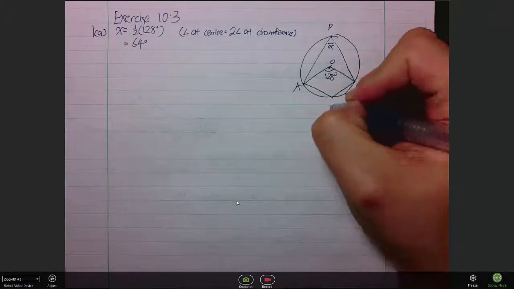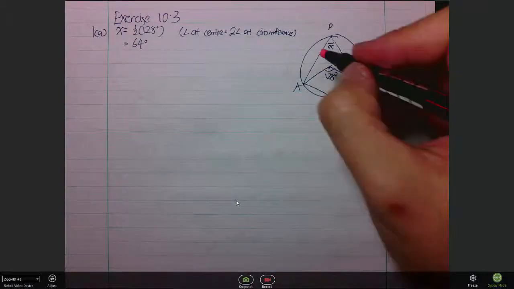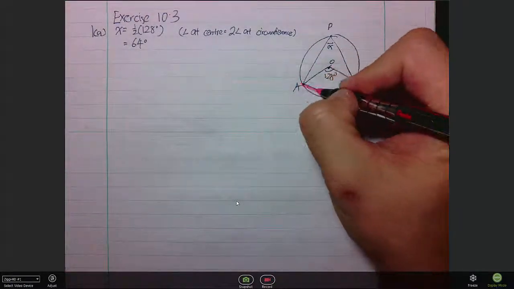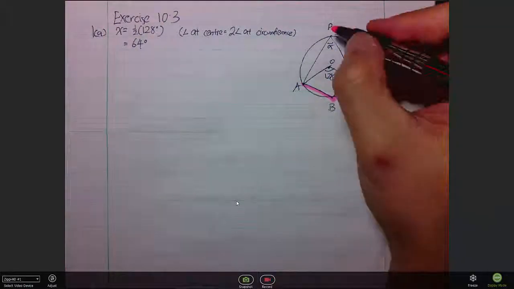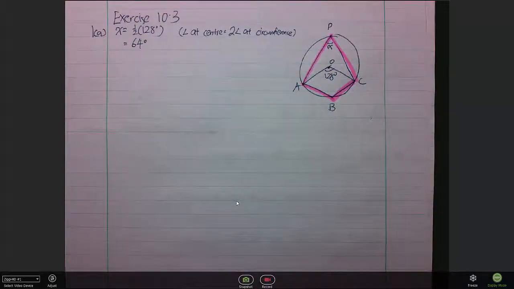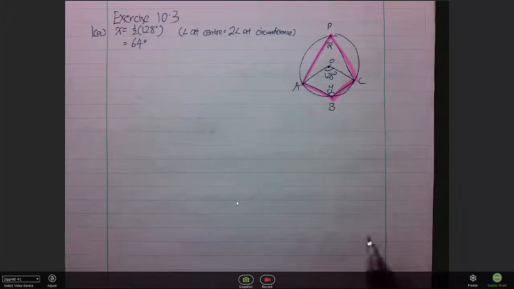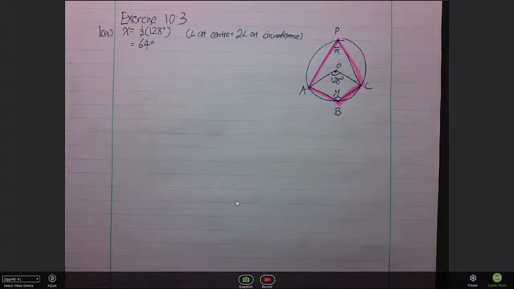Now we want to find angle y, which is down here. Now I bring across to you that this is a cyclic quadrilateral ABCD. A, B, C, and D is a cyclic quadrilateral. All 4 points touch the circumference of the circle, which means that x and y are supplementary. That means together they add up to 180 degrees.